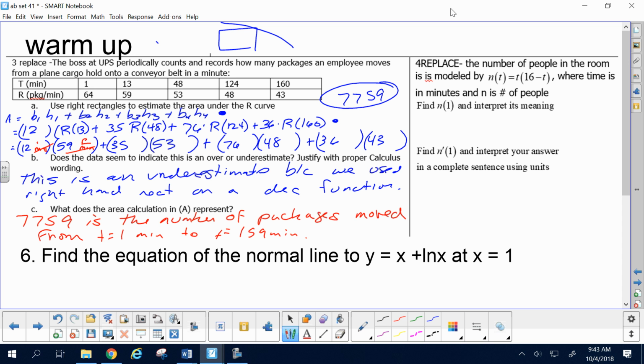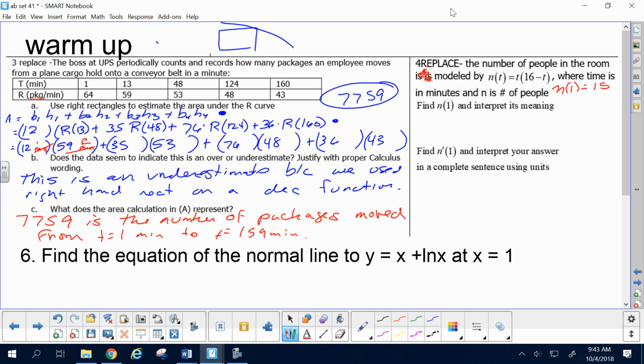Forgot to record that. Number 4, the number of people in the room. This is a typo, sorry. The number of people in the room is modeled by that function. What is n of 1? First of all, the calculation should have been easy. It's just straight up putting 1 in, which is 15.